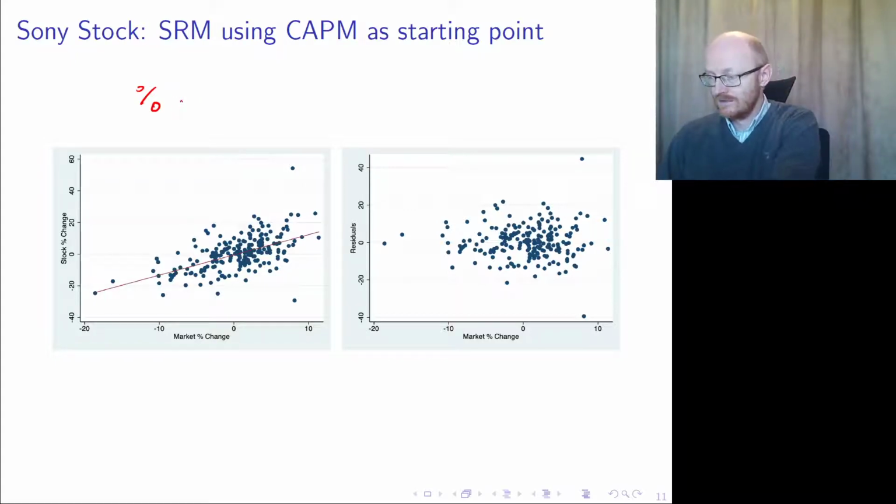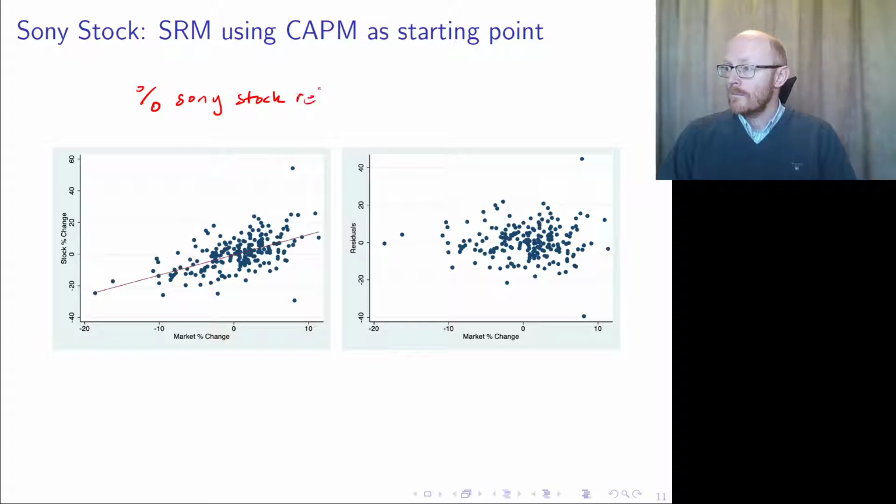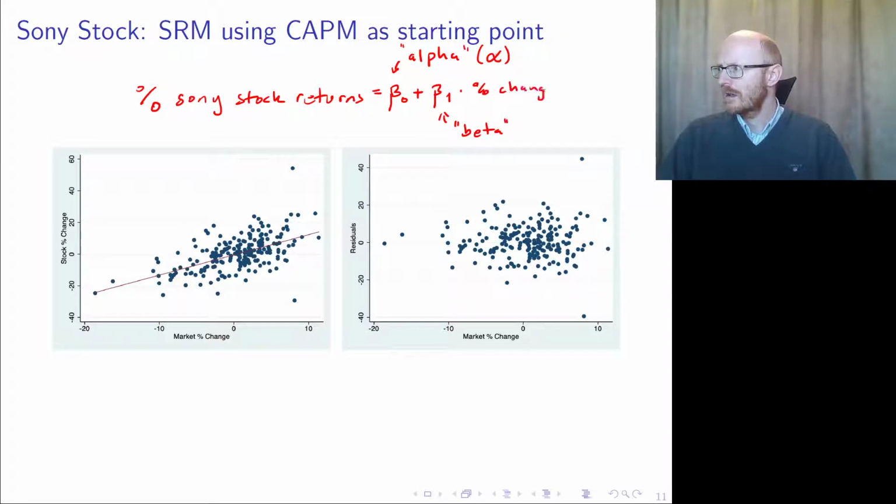Like the Sony stock returns on the intercept, the alpha, because often people use the Greek letter alpha for the intercept, plus the slope, which is called the beta, times the percentage change of the market, plus an error term.